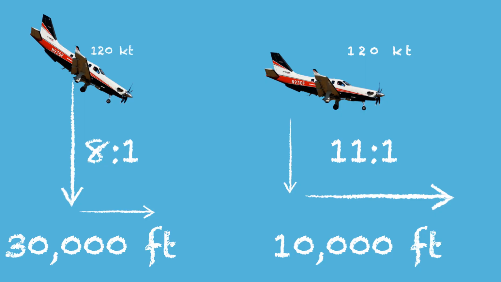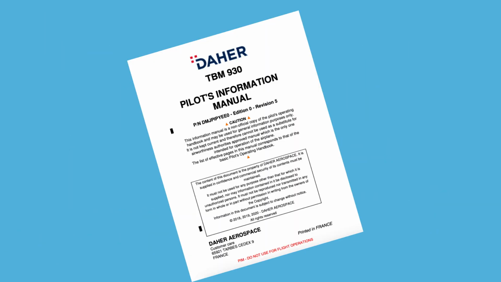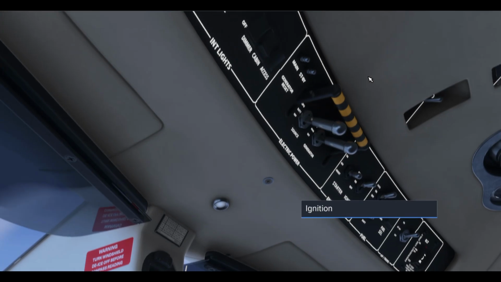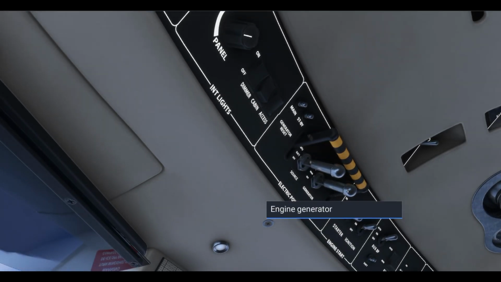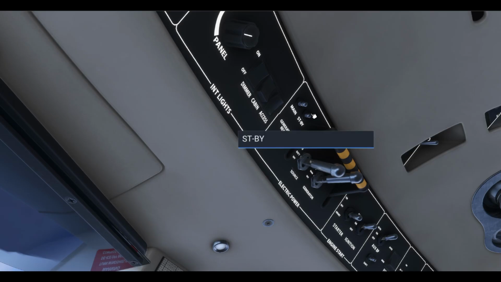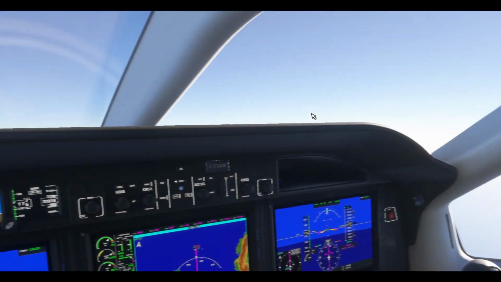The AFM of the TBM does not give any information except the gliding speed. Anyway, I did not find anything else. So I decided to do a test flight to have a good idea of the gliding ratio at each altitude, but the result was disappointing and at the same time not surprising.